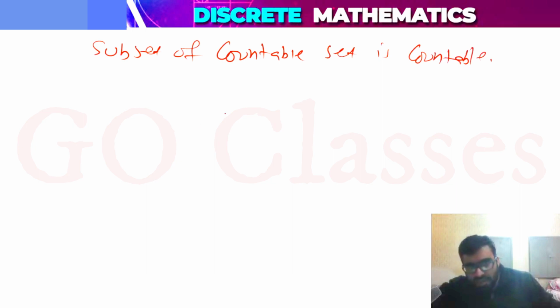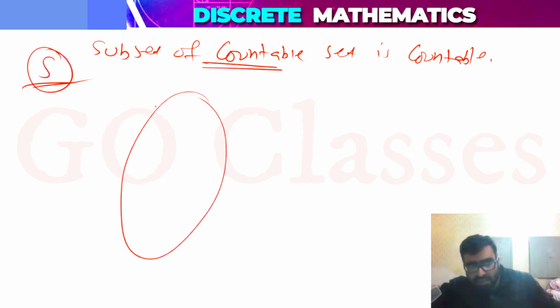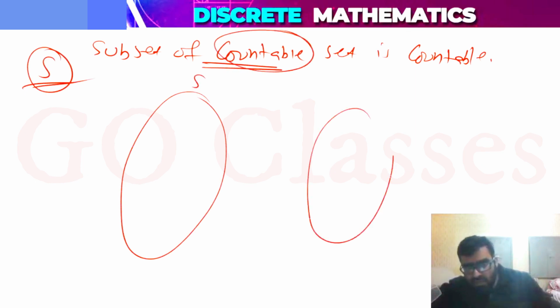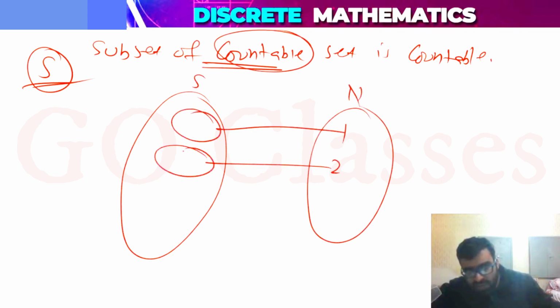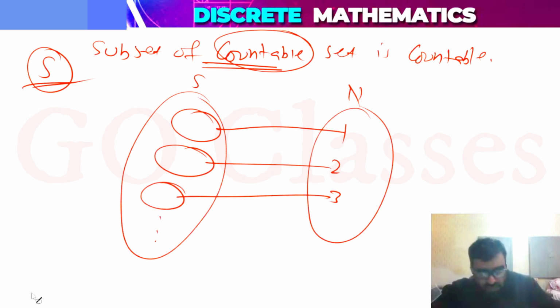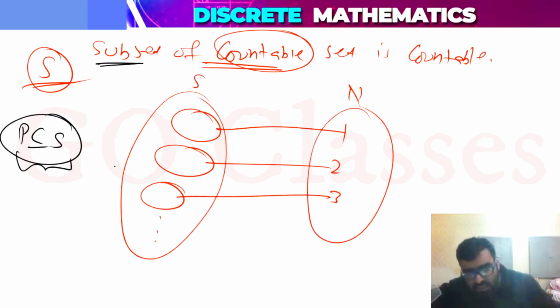And how will you prove it? Again, the countability lemma you can use. Let's assume you have a set S and that is a countable set. If S is a countable set, then according to the countability lemma, to every natural number you have some finite number of elements, and you have covered all the elements of S. Now, let's take a subset of S. So let's assume P. P is a subset of S. If P is a subset of S, that means you have removed some elements from S. Some elements you are removing from S.